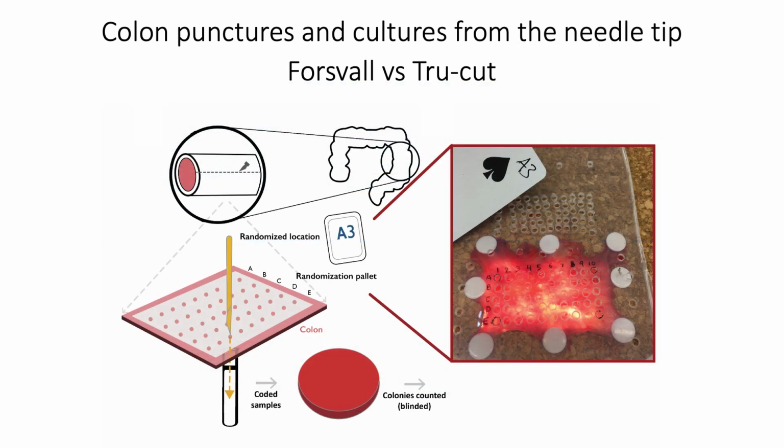Using colons directly after surgery, we then simulated transrectal biopsy in an ex vivo setting. The novel Forsvall needle design was compared to the standard TrueCut needle used worldwide today. 200 needle punctures were made in 4 colons, and cultures were taken from the needles to quantify bacterial translocation into tissue, simulating transrectal prostate biopsy.